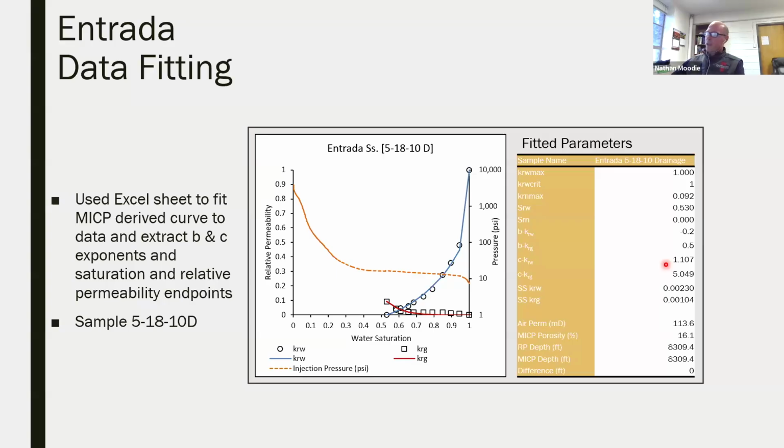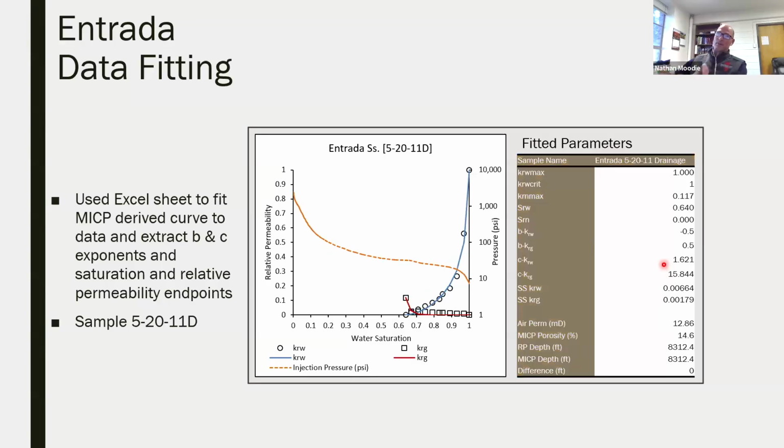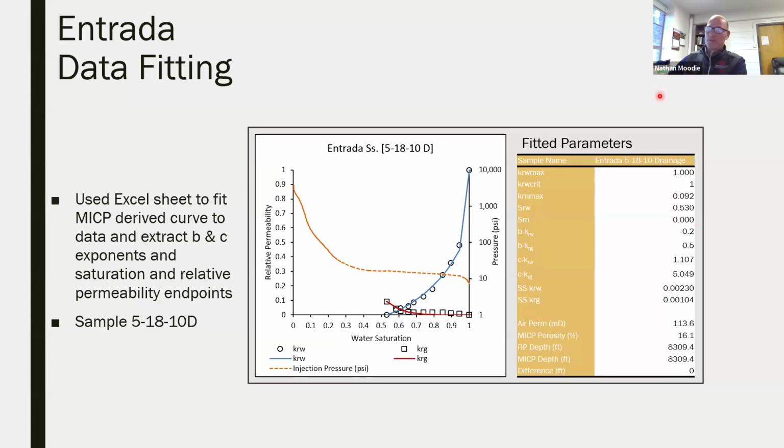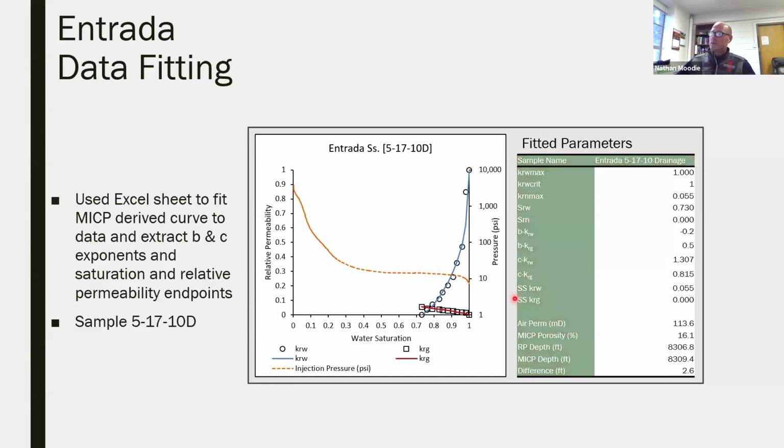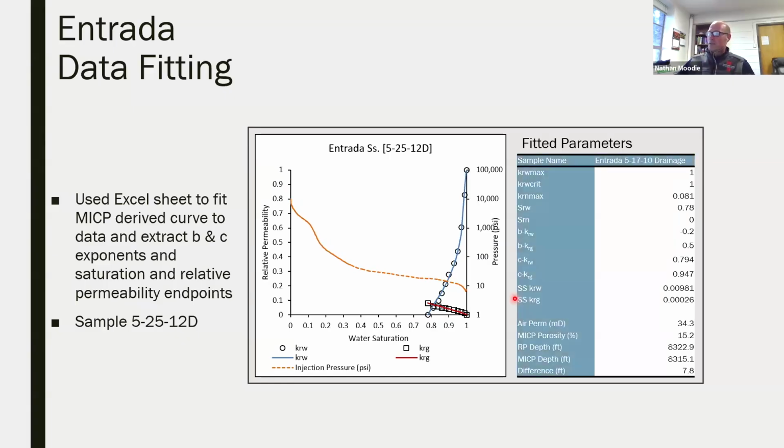And I'm able to do this with, these are Entrada samples, additional samples. So this is the one I've been showing throughout the presentation. But these are additional samples that we took of the Entrada sandstone in that same San Juan Basin area. And again, able to get really, really good fits and come up with these fitting values for B and C that go into the method. So I'll just click through those.